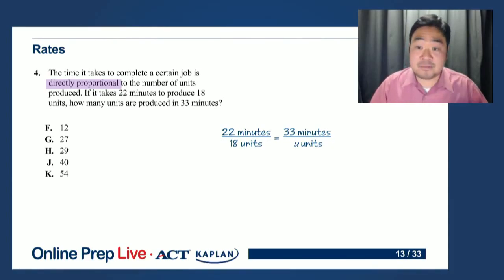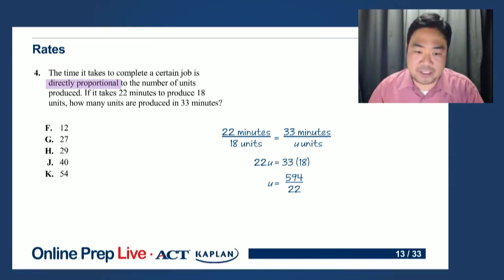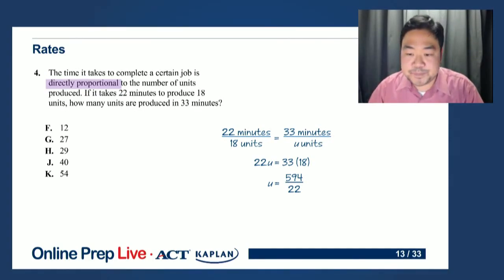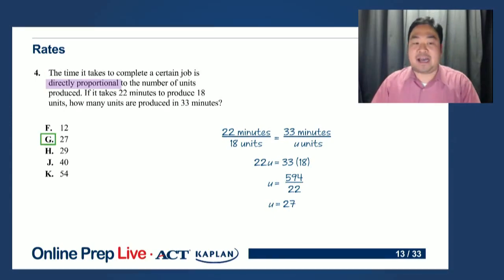And from here, same thing like we did in the previous problem. Cross multiply here. We've got 22U is equal to 33 times 18. And 33 times 18, if you do it in your head, is what? Wait, what? Please use a calculator for this. 33 times 18, and then we're going to divide that by 22. So 594 divided by 22, which is equal to 27, and booyah, choice G.